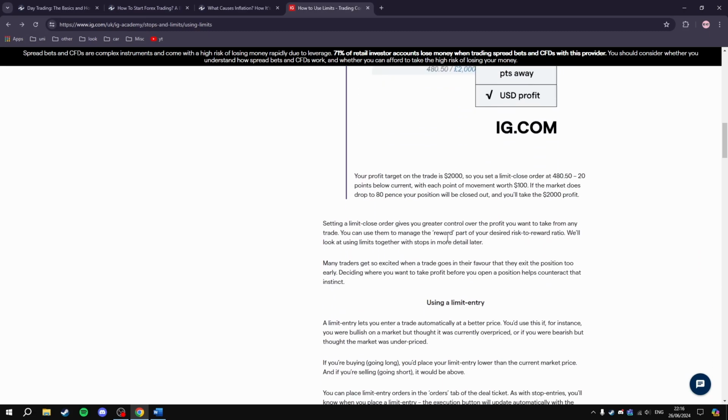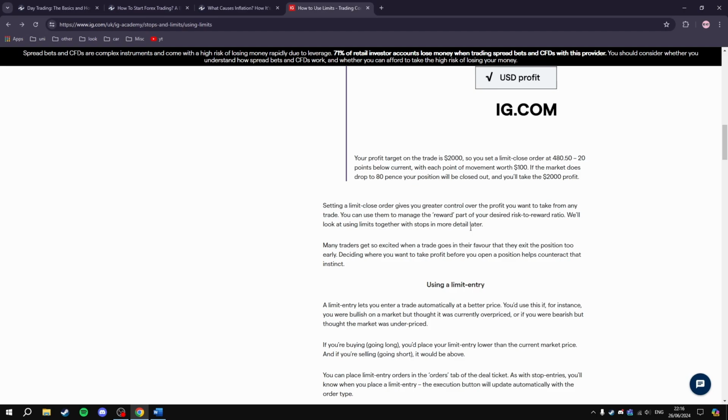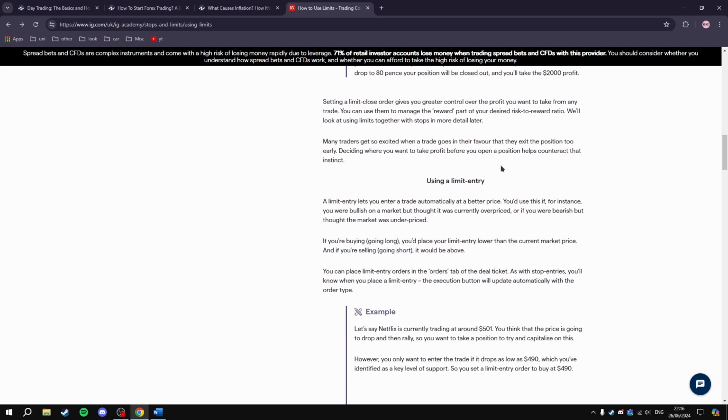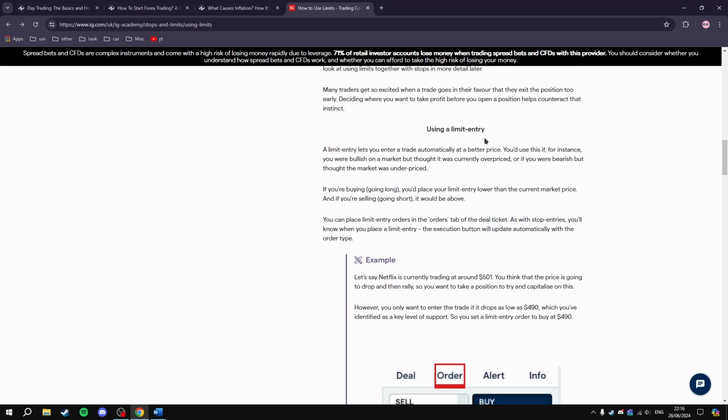Setting a limit close order gives you greater control over the profit you want to take from any trade. You can use them to manage the reward part of your desired risk to reward ratio. Many traders get excited when a trade goes in their favor and exit the position too early, so deciding where you want to take a profit before you open a position helps counteract that instinct. Using a limit entry lets you enter a trade automatically at a better price.